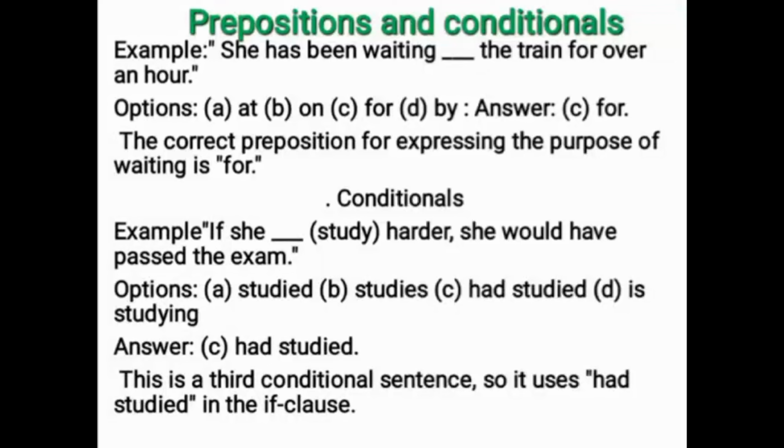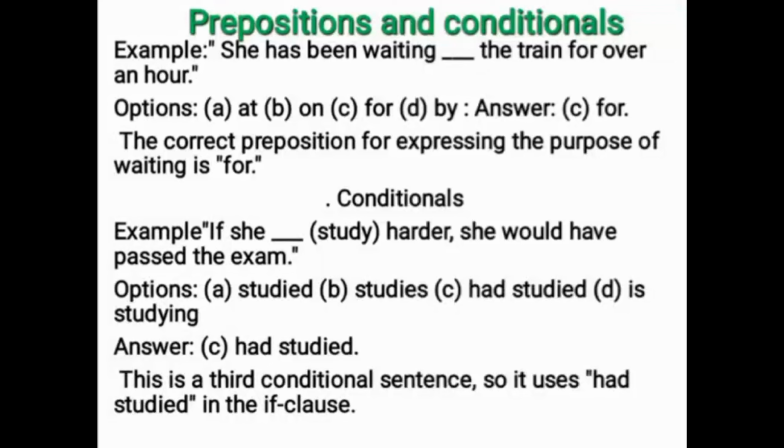For example, she has been waiting dash the train for over an hour. The options we have here are at, on, for. The answer is for. She has been waiting for the train for over an hour. You cannot say at the train or on the train. If she says she has been waiting on the train, that means she is on the train, maybe climbing on top of it to wait for you. But you say waiting for the train. So if you don't use your preposition very well, it changes the meaning. The correct preposition for expressing the purpose of waiting is for.